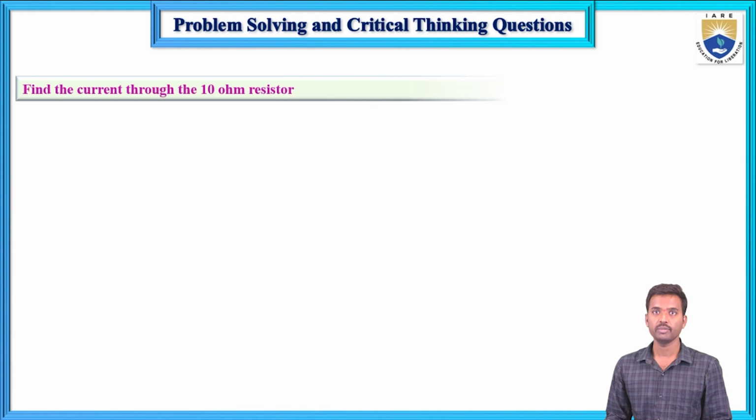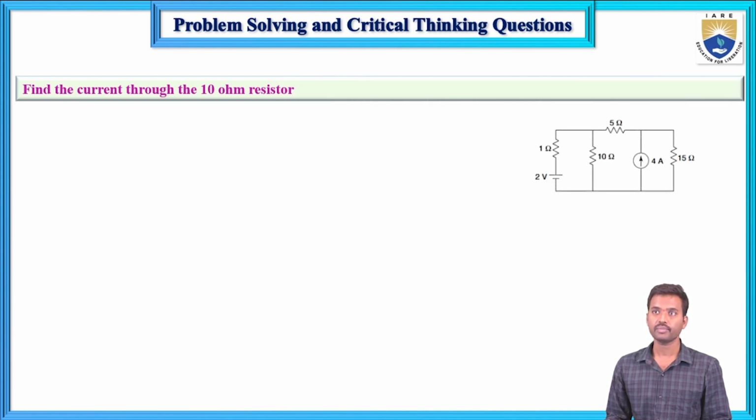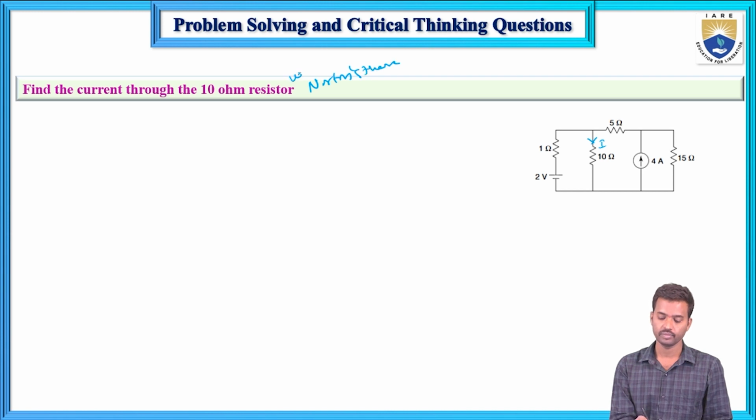Now, next problem: find the current flowing through this 10 ohms resistor using Norton's theorem. Same thing, Norton's theorem. Current flowing through the 10 ohms resistor. So first, remove the load, same thing. I am drawing the circuit.